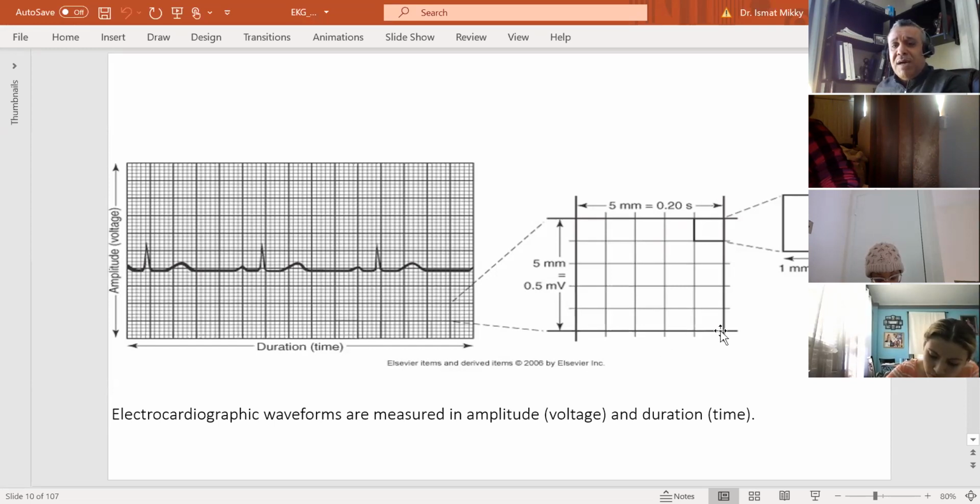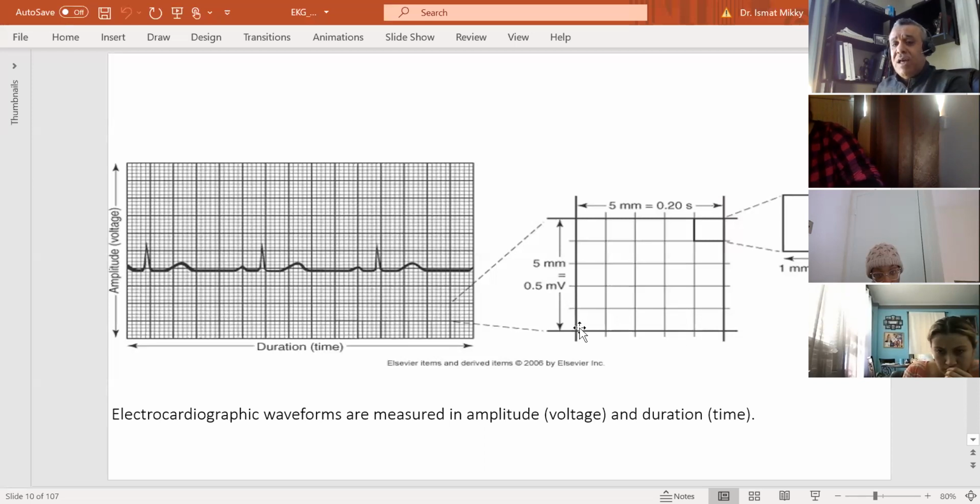So each box, large, this is the large one right here, the one magnified here, the large box. The x-axis reflects the duration. As you measure the duration on the x-axis from this point to that point, this one is supposed to be 0.2 seconds. All these 5 small boxes combined together will come to 0.2 seconds.